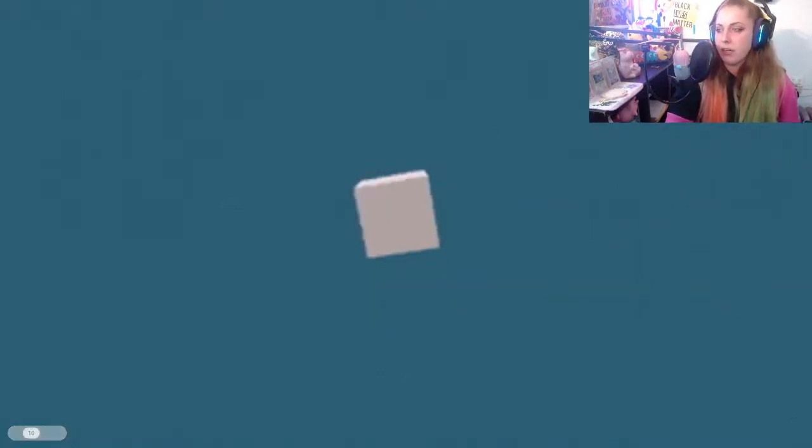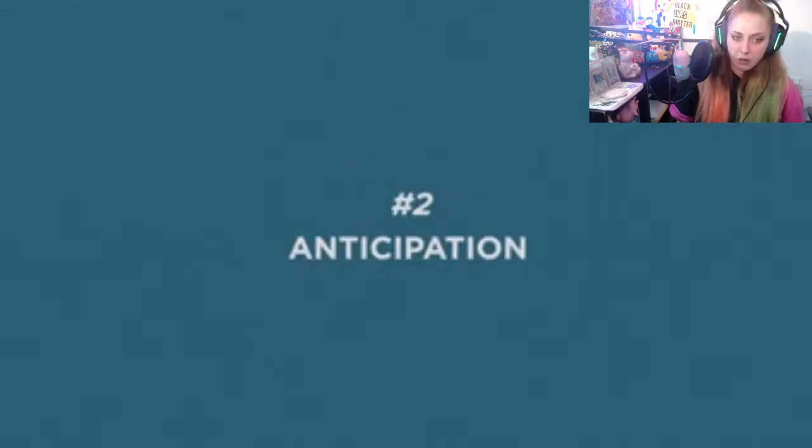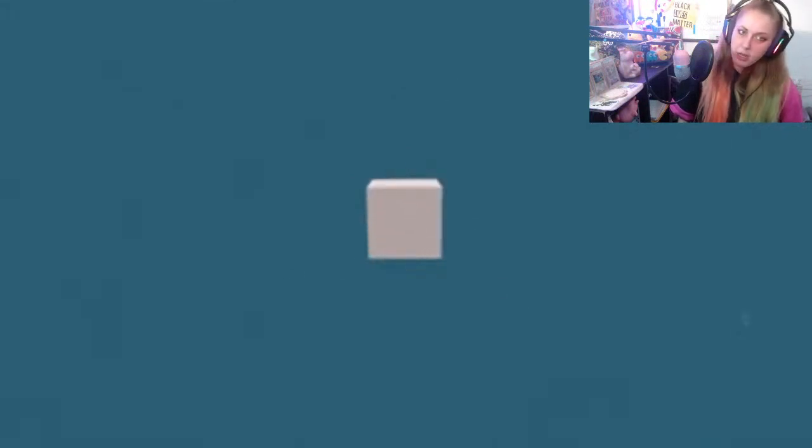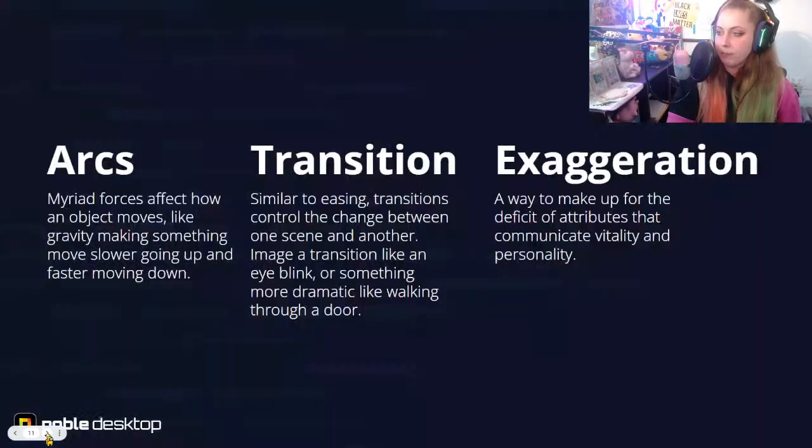So here's another example. Getting wind up, ready to go, and then it flips over. Okay, so it has to have that motion to get itself going and flip over. So it's another example of anticipation.